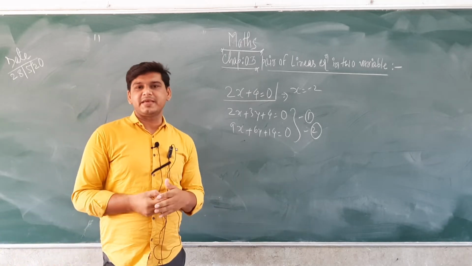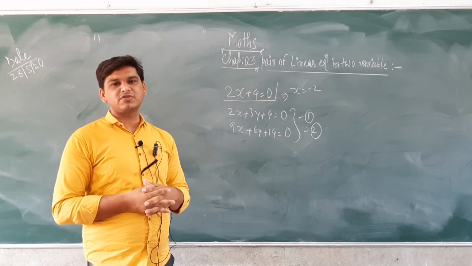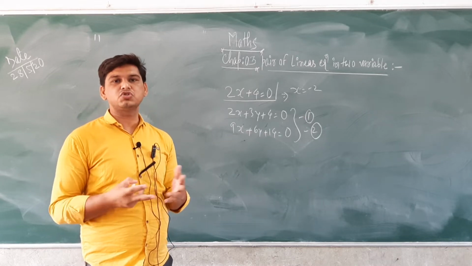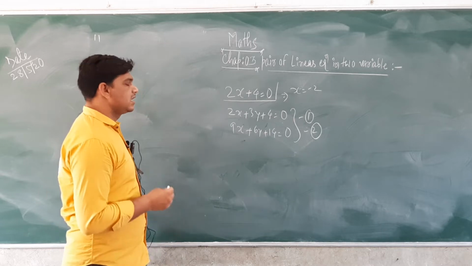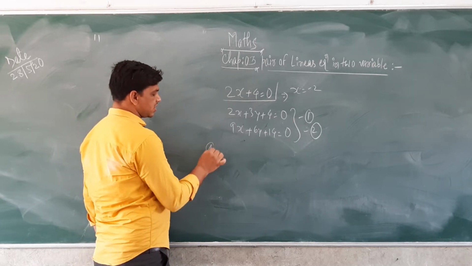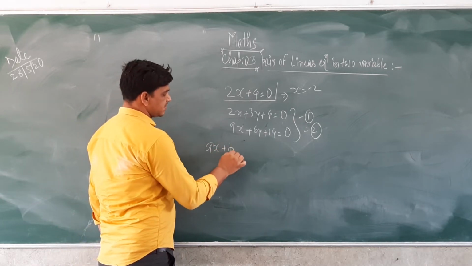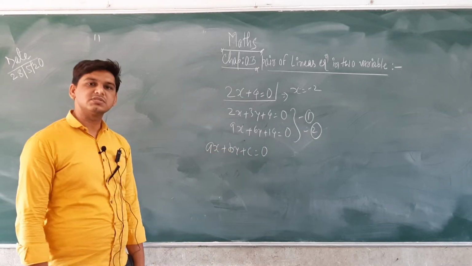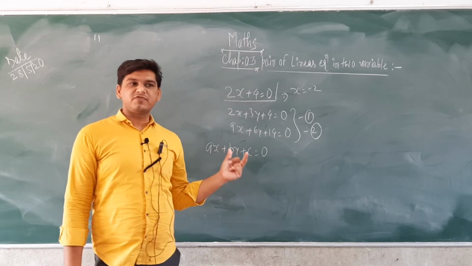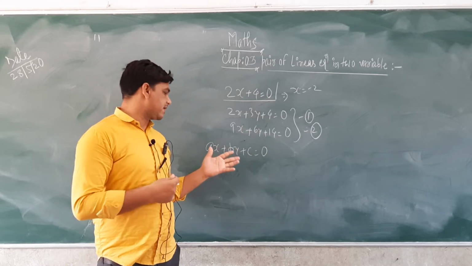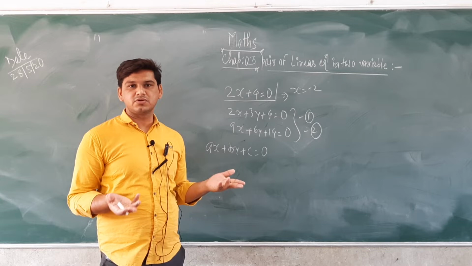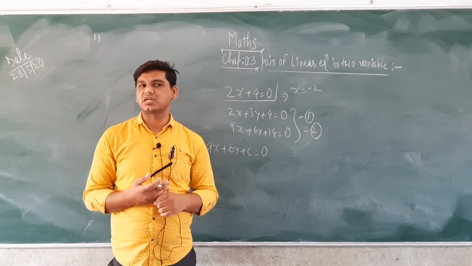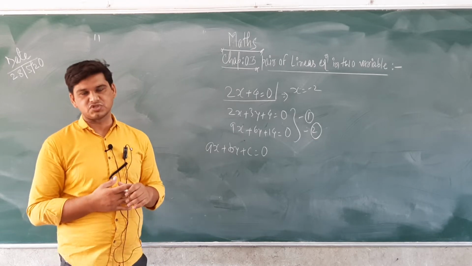If a and b are two non-zero numbers, the standard form of a linear equation is ax plus by plus c is equal to 0, where a and b do not equal 0. The coefficients of a and b can never be 0.